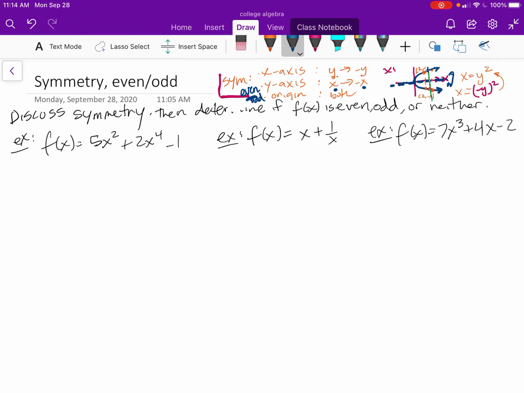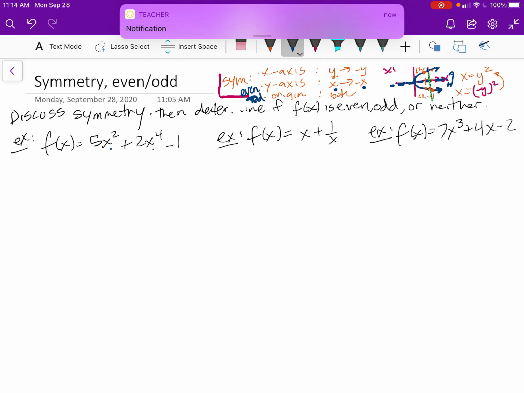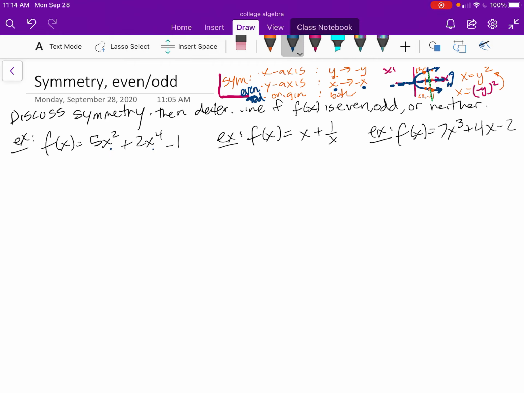All right. So discussing symmetry. First off, I want to point out, notice all these powers are even. The one thing I am unsure of is what about the -1? But I'm going to show a separate test. Okay, we can look at symmetry as well.